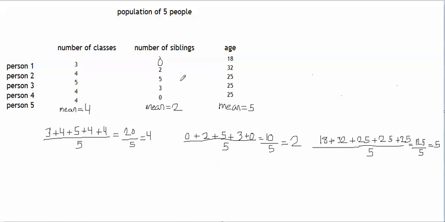There's something else that's interesting about these columns of numbers that the mean doesn't show us. Notice that the numbers in the number of classes column are pretty close together. 3, 4, and 5 are pretty close together. The numbers in the number of siblings column are a little bit more spread out because we have 0s, 2s, 3s, and 5s. The numbers in the age column are even more spread out because we have 18, 25, and 32.